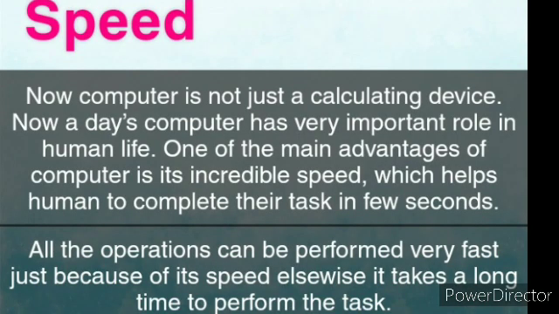Second is the speed. Now, a computer is not just a calculating device. Nowadays, the computer has a very important role in human life. One of the main advantages of computer is its incredible speed, which helps humans to complete their task in a few seconds. All the operations can be performed very fast just because of its speed. Otherwise, it takes a long time to perform the task.